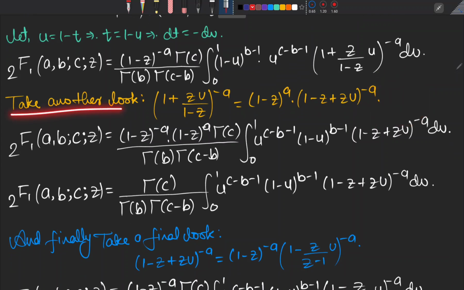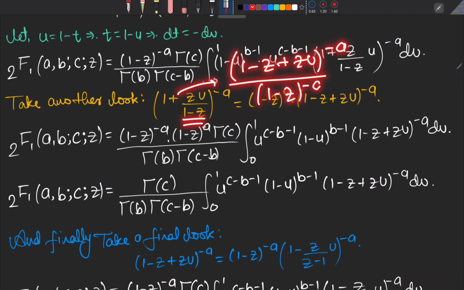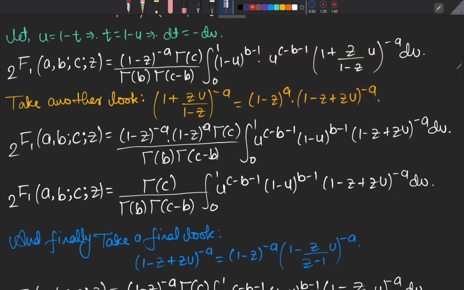Okay, and now taking another look at this part of the integrand that we have done so far, we can write this as (1 minus z plus zu) to the negative a over (1 minus z) to the negative a. So this can also be written as (1 minus z) to the a times (1 minus z plus zu) to the minus a, right? It's not that difficult to look at.